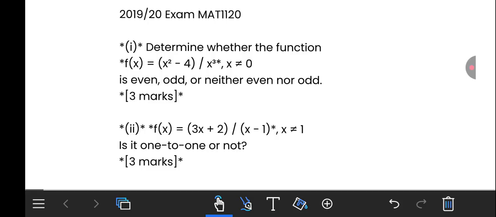The first question was determining whether the function is odd, even, or neither even nor odd. Then the second question is to determine whether that function is one-to-one or not. So basically, this is what we're going to focus on: determining whether a function is even, odd, or neither even nor odd, and also determining whether the function is one-to-one or not one-to-one.